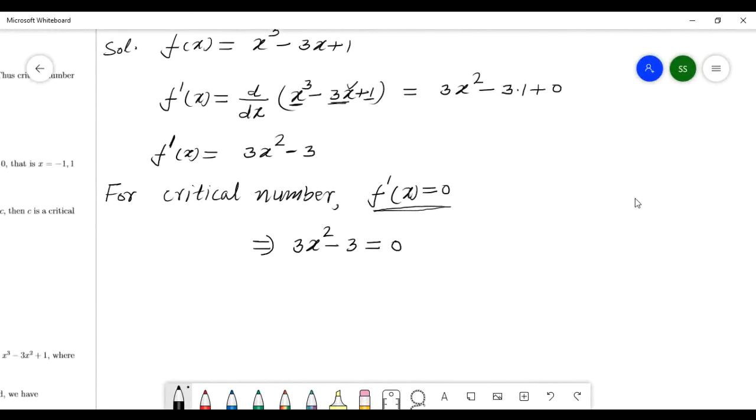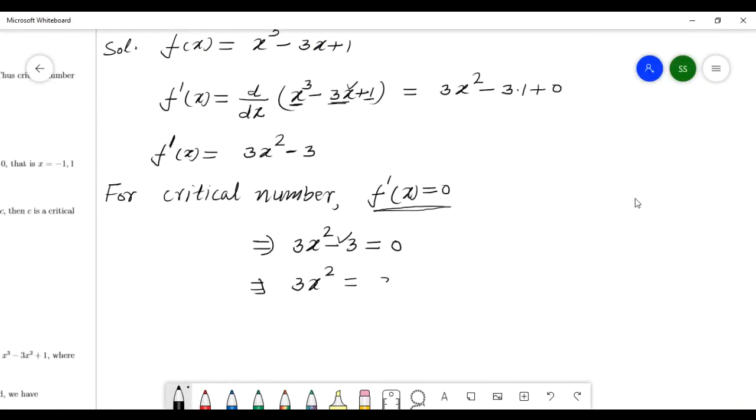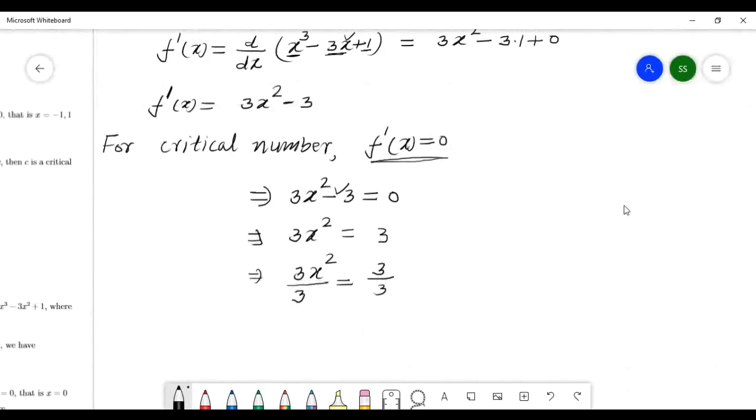Look here. Simplify: 3x² equals 3. Here 3 is present, divide by 3, and here also divide by 3. So this 3 cancels, and here we get 1. So this implies what? x² equal to 1, right?